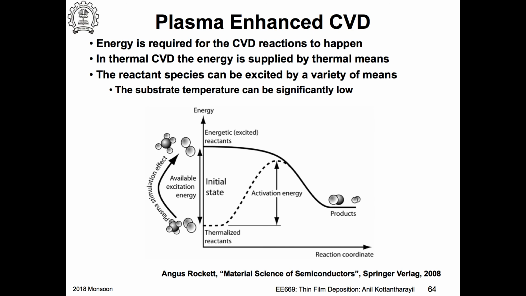Okay, so the low temperature. You have some activation energy required for the thermal reaction to happen. And so far what we have seen is we are heating the substrate, right? But now we are going to use plasma. Okay, so I'll excite these reactants to higher energies, and then they can react. So substrate temperature can be significantly low. So you can read this.